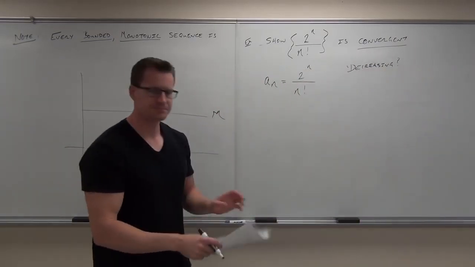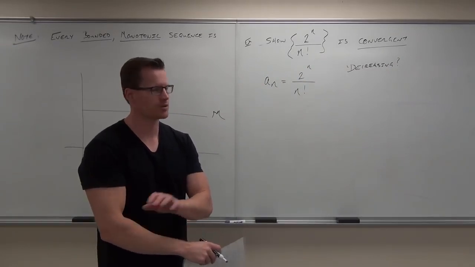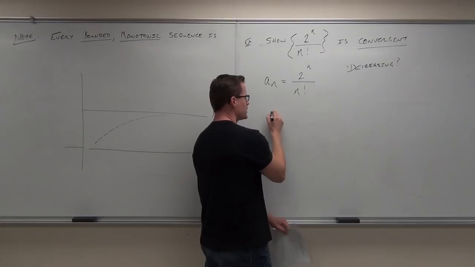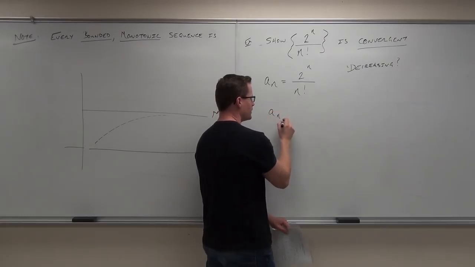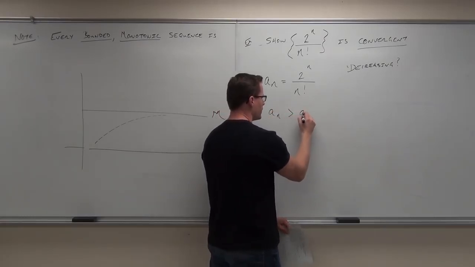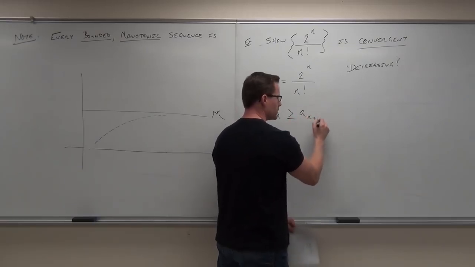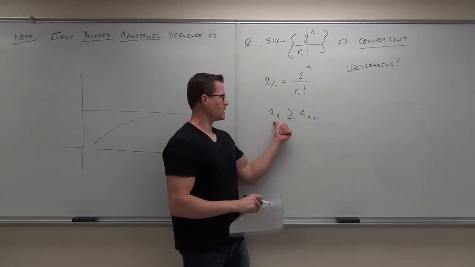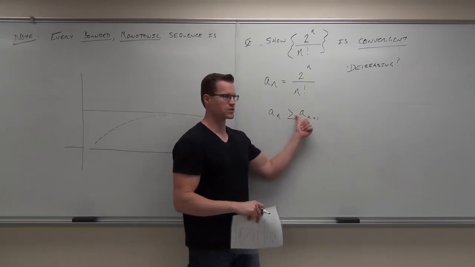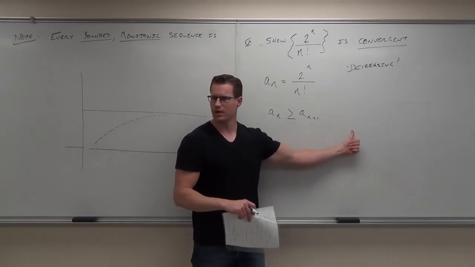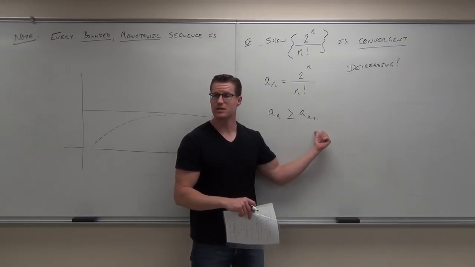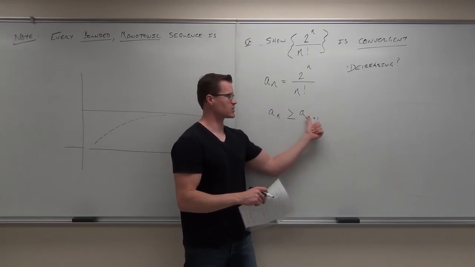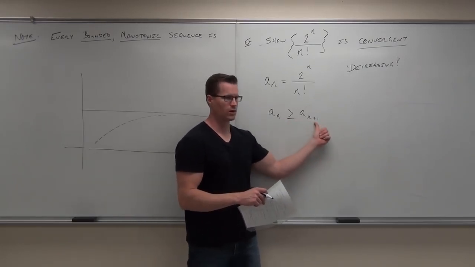Now you've got to show it. So here's what we're trying to show. I'm going to change this around just a little bit. Remember what decreasing means. Decreasing means that a sub n is greater than or equal to a sub n plus 1. That's what it means. It means that as we go term by term, we're getting smaller and smaller. Are you okay with a sub n plus 1? This means the next term. So term number 1, this would be term 2. Term number 7, this would be term 8. Term number 100, this would be 101. Does that make sense to you?